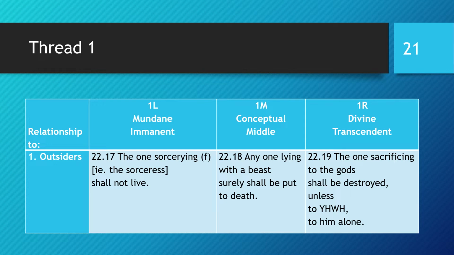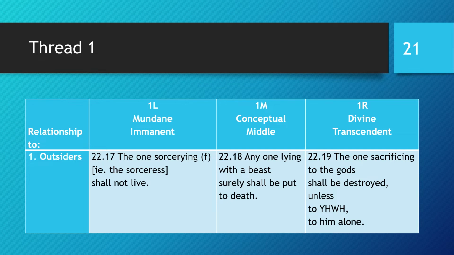We consider the resonances in the text are important for the initiated reader as they indicate the formal or rhetorical architecture. So, thread 1. The one sorcerying in the feminine, i.e. the sorceress, shall not live. Anyone lying with a beast surely shall be put to death. The one sacrificing to the gods shall be destroyed, unless to Yahweh, to him alone.